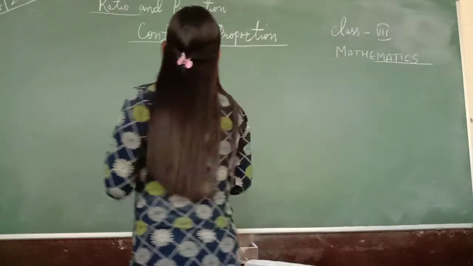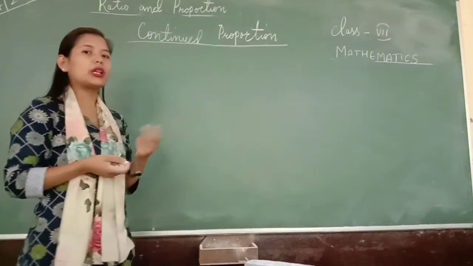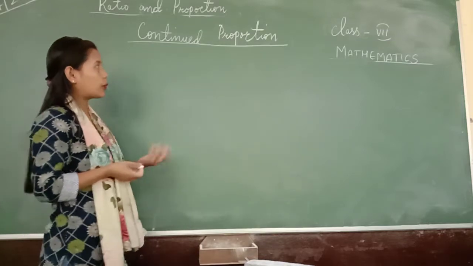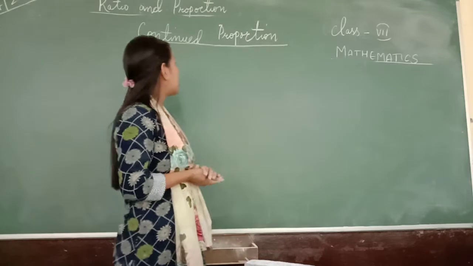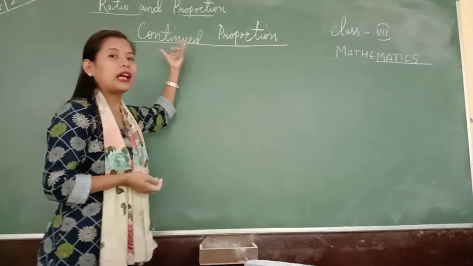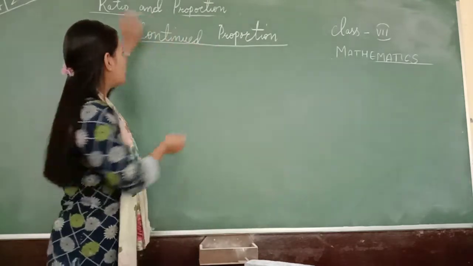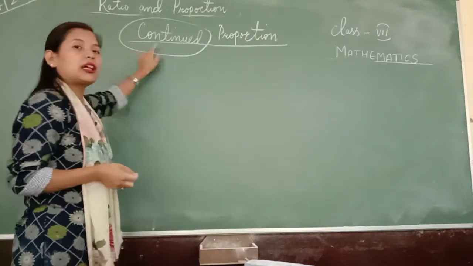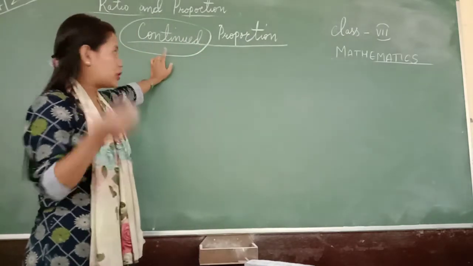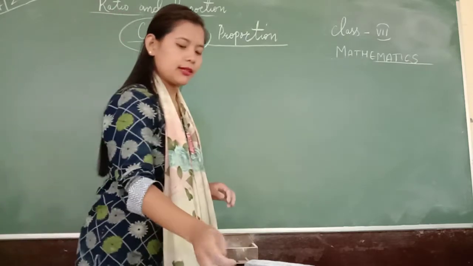We all know that proportion is nothing but two equal ratios, right? If you have two equal ratios, then we say those terms are in proportion. Now we have something called continued proportion. We have a word called continued. So what should be in continuation? Let us take one example and have a look at it.